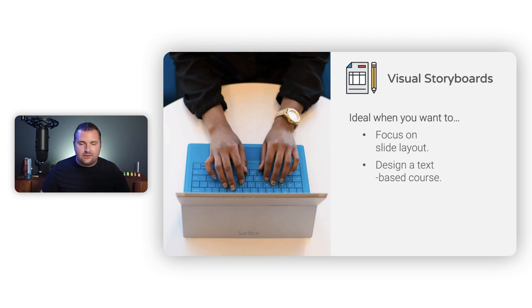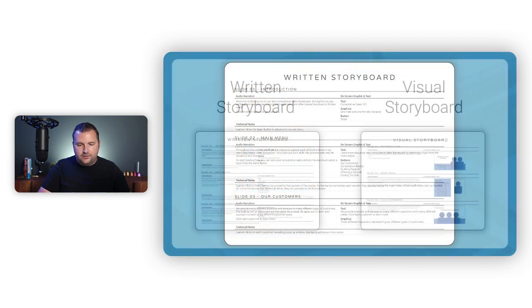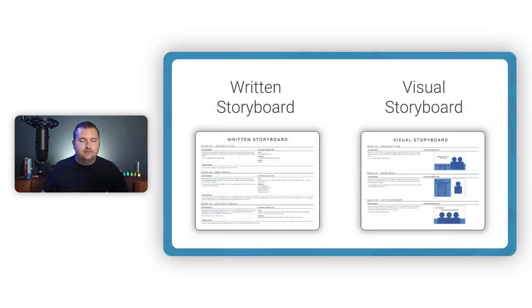And when I say text-based course, by the way, I mean a course that's just on-screen text. There's no audio narration or animations, right? A text-based course, I think it's super critical that you're very thoughtful about how much content you're putting on each screen or each slide. And as you'll see in a moment when I jump into the examples, you'll see an example of a text-based course where it has all the text on the screen and you have to be thoughtful about that. Now, I'm going to go back here to our two storyboards here, the written versus the visual storyboard.